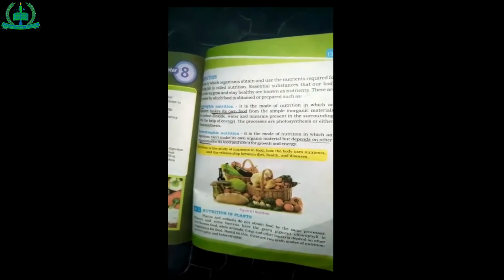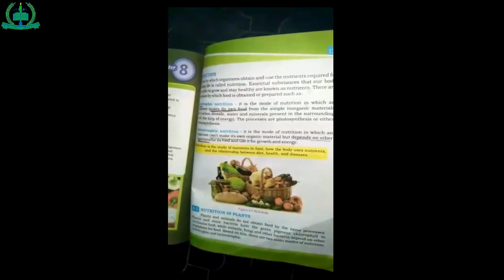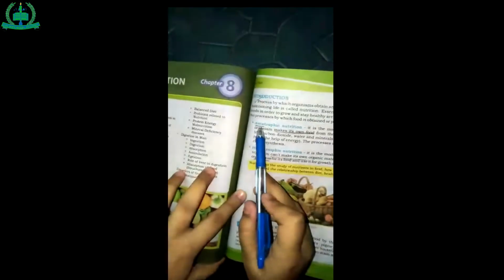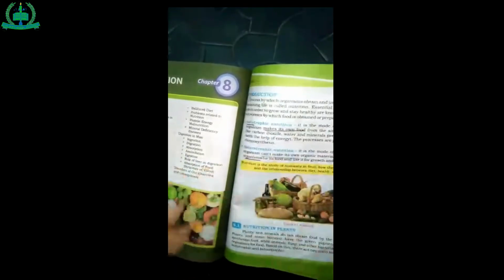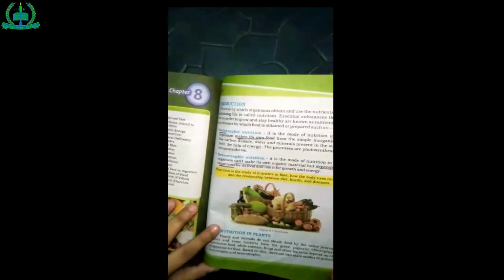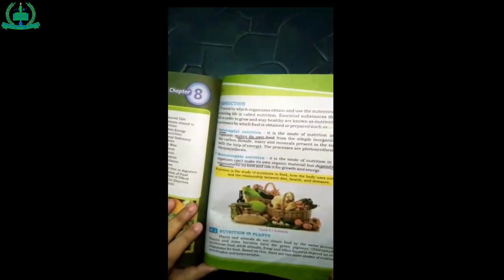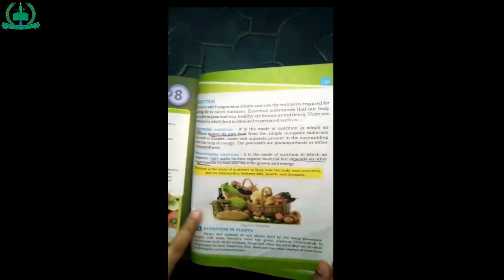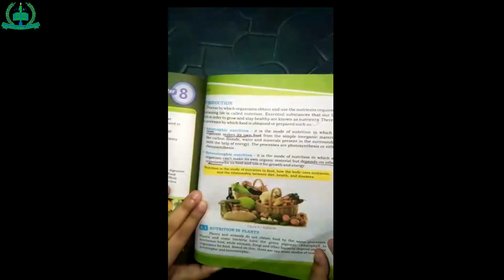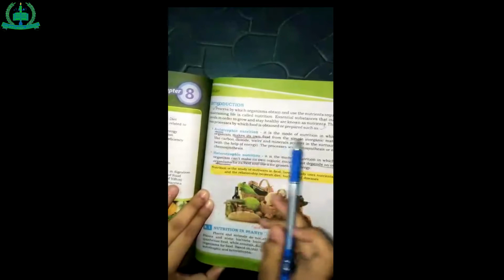There are two types of nutrition. One is autotrophic and the other is heterotrophic. Autotrophic, the word auto means anything which doesn't need the help of any other human being or any other animal, and an organism that is capable of making its own food without any help lies under the category of autotrophic nutrition. Like plants, they make their own food. We'll discuss it later. Let's discuss the definition.